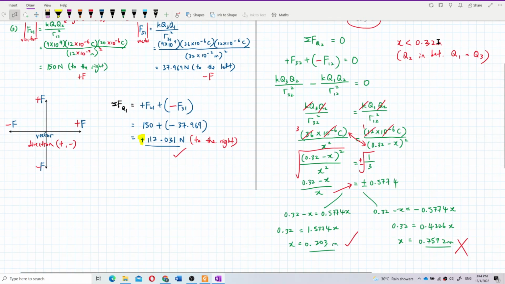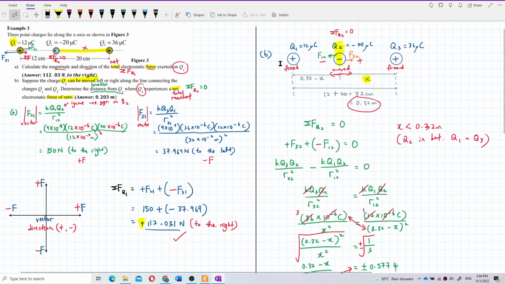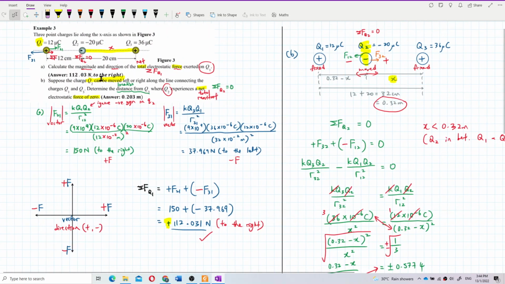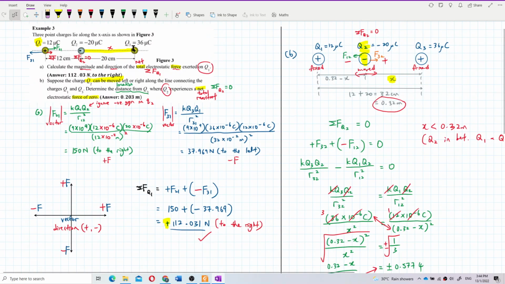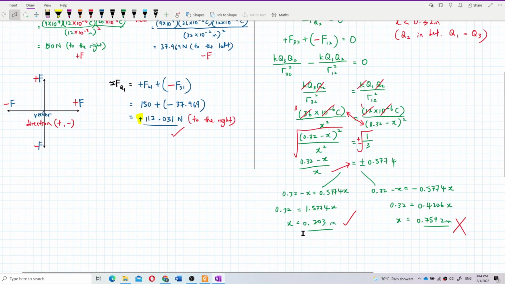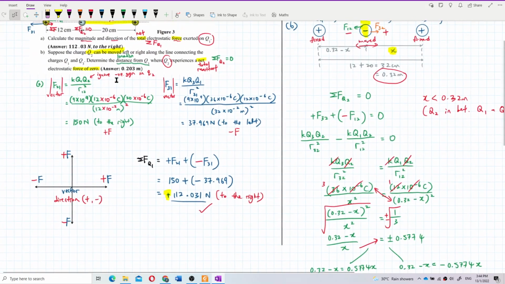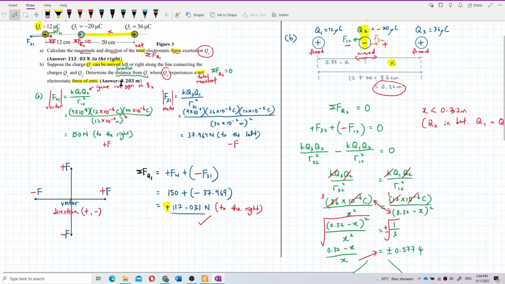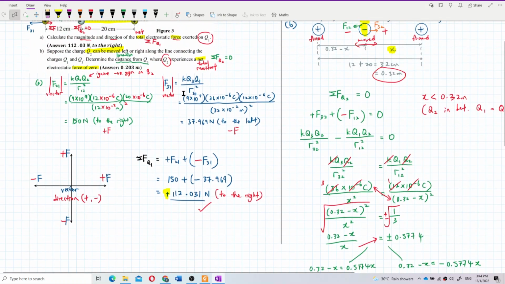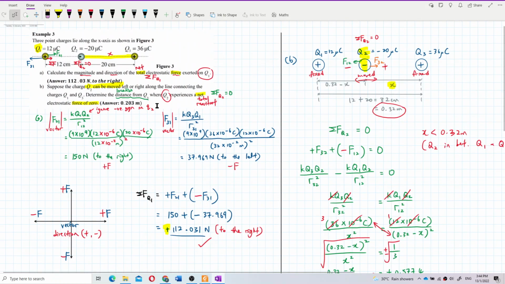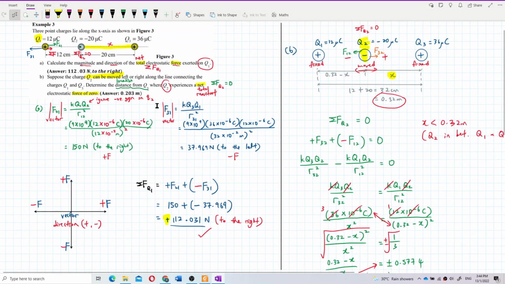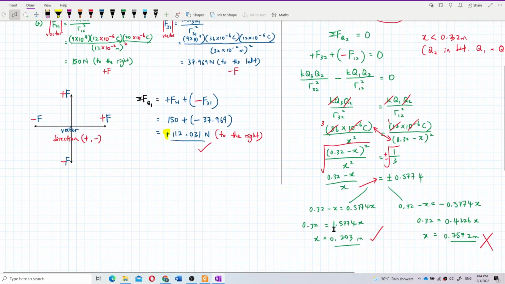Less than 0.32, because Q2 must be in between Q1 and Q3. He already showed you here, in the diagram, Q2 is actually in between Q1 and Q3. So this is the correct answer, 0.203 meter. Is that correct? Yes, 0.203 meter. That's the correct answer. Okay, that's all for this question.